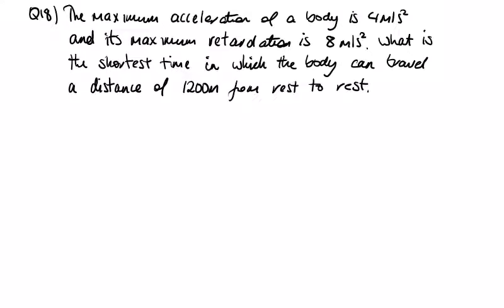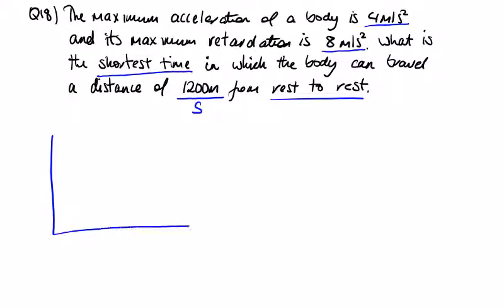Question 18. The max acceleration of a body is 4 meters per second squared, and the max retardation or deceleration is 8 meters per second squared. The shortest time, so we're looking at two triangles, in which the body can travel a distance of 1200 meters from rest to rest. Okay, let's have a look. We'll get everything in terms of V here, up and down.